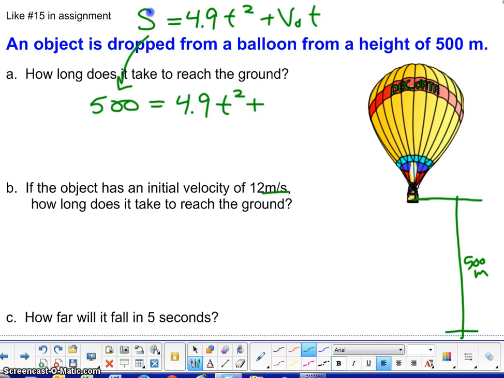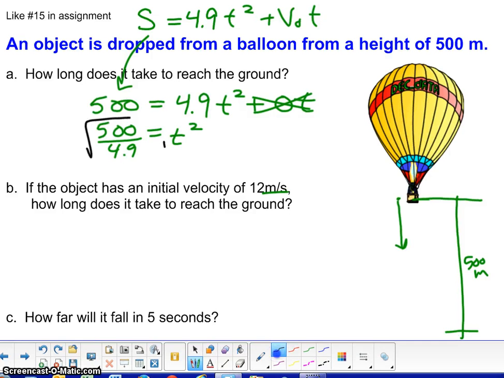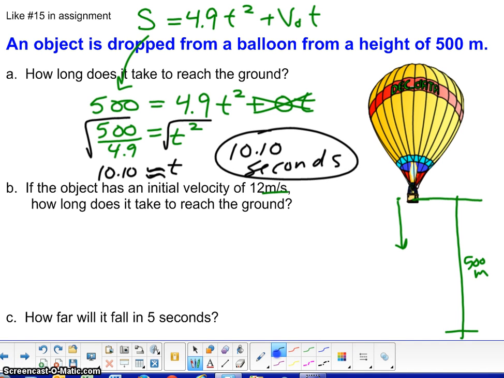And velocity, if you are just taking an object and going straight down, you are not putting any more force than what gravity has on it. So that's going to be 0t, which is really nothing necessary that we're going to need here. So if you divide both sides by 4.9, you end up with 500 over 4.9. And then by taking the square root of both sides, you end up with t equaling 10.10 seconds. Now again, that's approximately, so I should write that in the work. So 10.10 seconds for an object to get dropped to the ground from 500 meters.